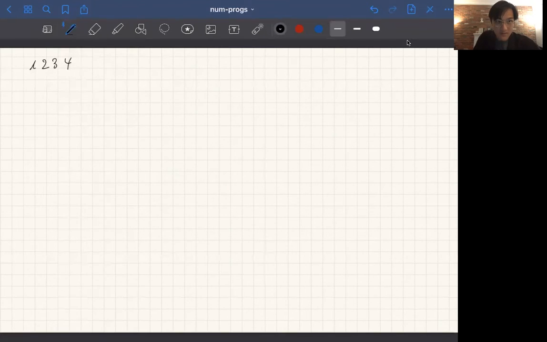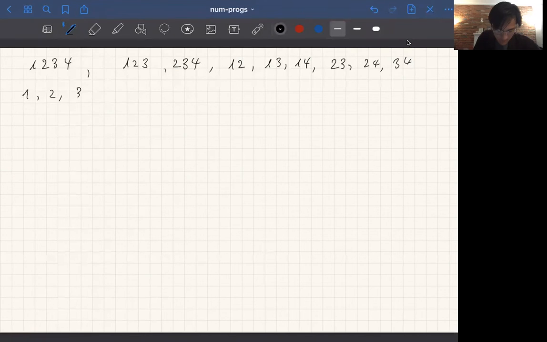Well, how many arithmetic progressions of length 4 are there? There's only one. There are 2 of length 3: 1, 2, 3, and 2, 3, 4. Of length 2, there should be 6, I think. 4 choose 2, so we have 1, 2; 1, 3; 1, 4; 2, 3; 2, 4; and then 3, 4. And then there are 4 of length 1: 1, 2, 3, 4.